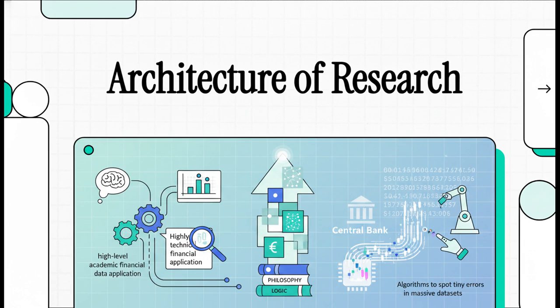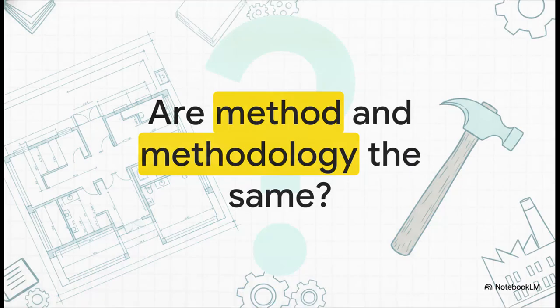We're going to trace the path all the way from abstract, grand philosophical ideas down to how central banks are literally using algorithms to spot microscopic errors in massive data sets. So, are method and methodology just two words for the exact same thing? We're starting here because, honestly, mixing these two up is incredibly common, both in academia and out in the industry. But grasping the difference is absolutely crucial. It's the first step to mastering any kind of research.